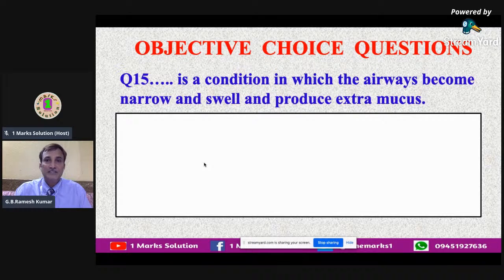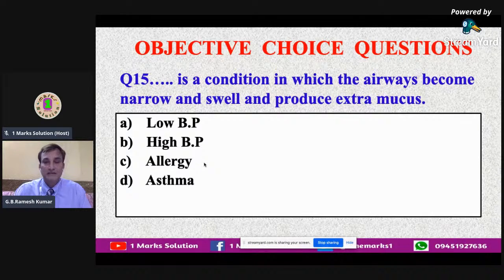Which is a condition in which the airways become narrow and swell and produce extra mucus? Low BP, high BP, allergy, or asthma. Now, the answer is allergy, because when it comes to treatment, low BP is definitely not the answer, high BP is not the answer, and asthma and allergy are a little bit related, but the answer is allergy only. Through Bhastrika, Brahmari, and certain pranayama techniques, we can cure that also.